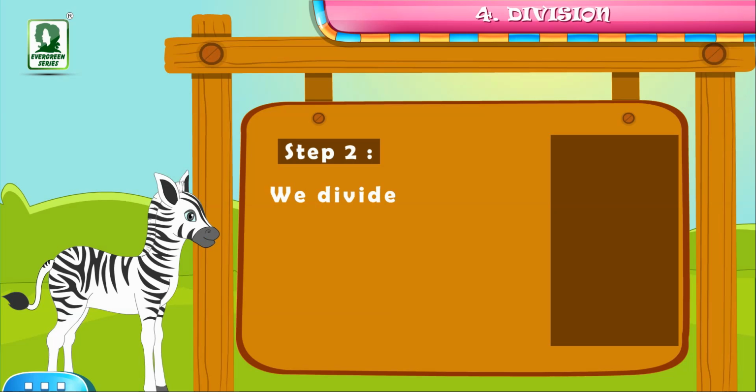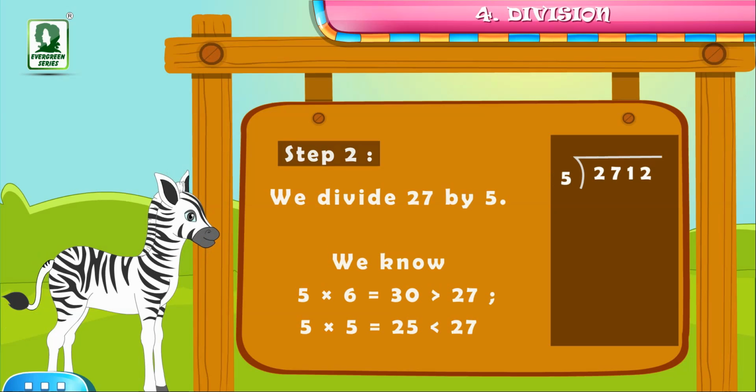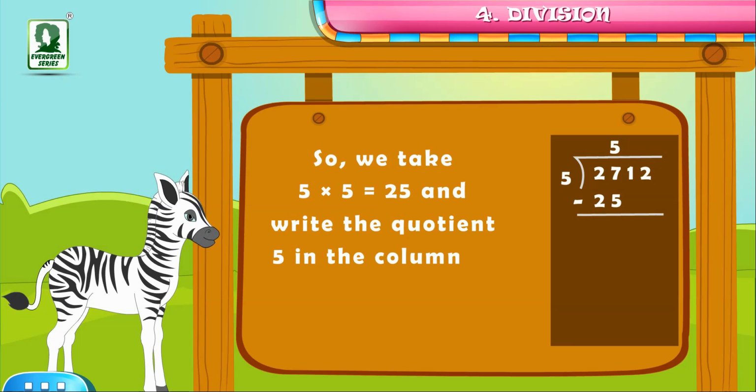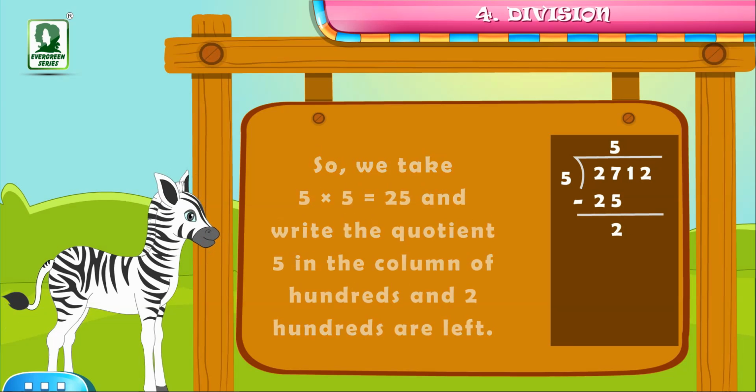Step 2. We divide 27 by 5. We know 5 multiplied by 6 is equal to 30, and 30 is greater than 27. 5 multiplied by 5 is equal to 25, and 25 is less than 27. So, we take 5 multiplied by 5, which is equal to 25, and write the quotient 5 in the column of hundreds, and 2 hundreds are left.